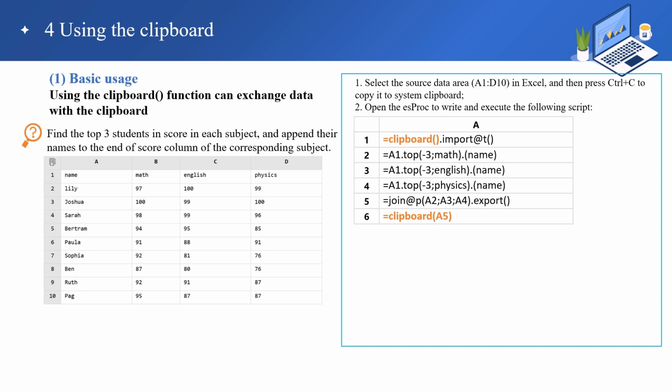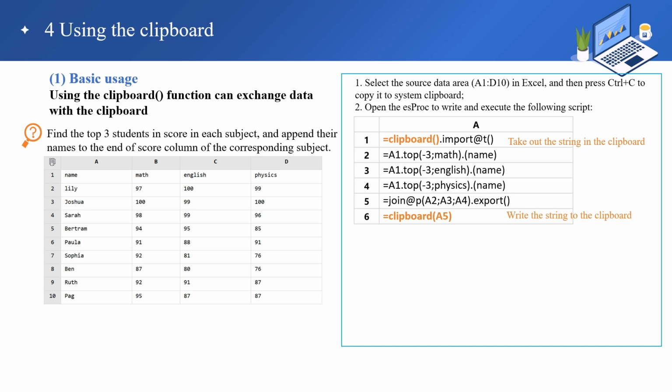A1, read the data from clipboard. A2 to A4, calculate the names of top 3 students in each subject. A5, join the names of these students to form a 2-dimensional table and convert it to a string. A6, write the result to clipboard. In this code, the clipboard function is used in 2 ways. When it is called without parameter, the string in the clipboard will be taken out, such as the cell A1. When it is called using a variable or cell name as the parameter, the string will be written to the clipboard, such as the clipboard A5 in A6.